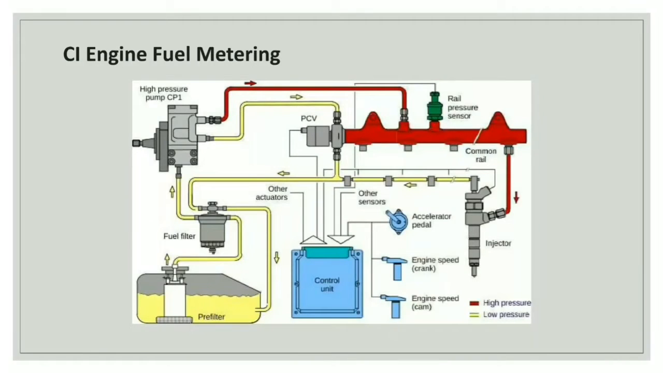This is a schematic of a distributor fuel injection system. Here you can see the high pressure pump CP1, rail pressure sensor, PCV, other actuators, fuel filter, pre-filter, control unit, accelerator pedal, engine speed crank, engine speed cam, and injector. Here you can see two different colors. One is red, which is for high pressure, and the other is yellowish, which is for low pressure. So this is the figure of the distributor fuel injection system.